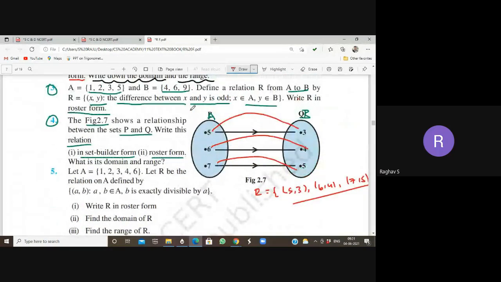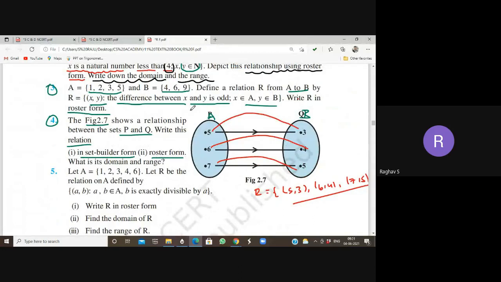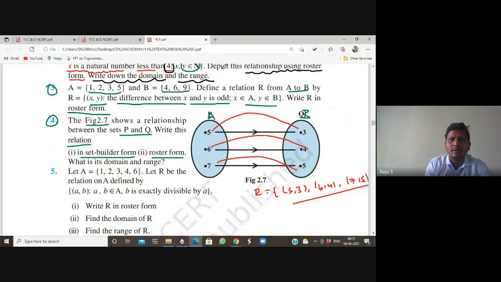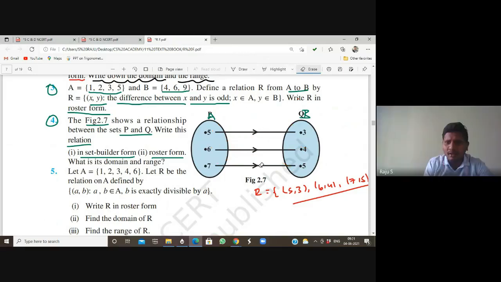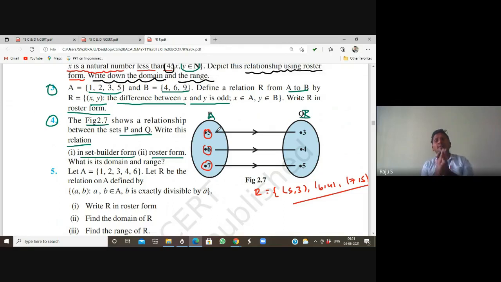Fourth question: can you tell if this is a function? Obviously, it is a function, a relation and function. The thing to check is whether all elements are related, whether all elements have images. Here all elements are mapped, and also to a unique image. That is very important. First, all the elements must be related, and all elements should have a unique image.